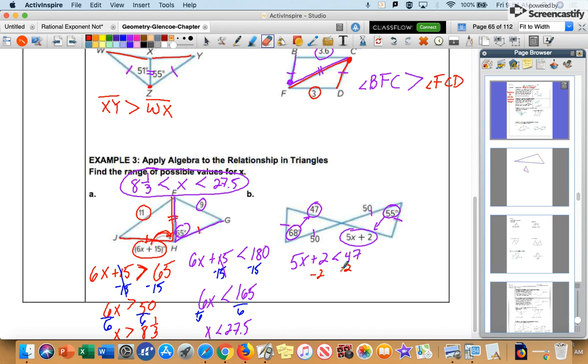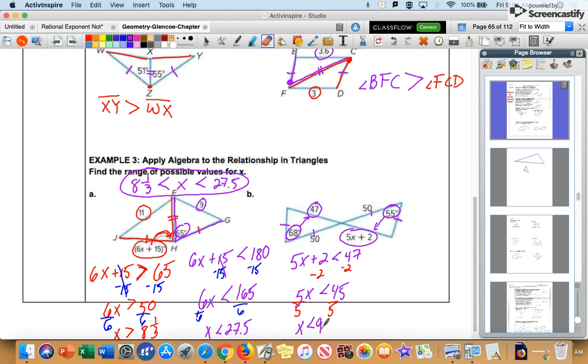So solve, and we get 5x is less than 45. And dividing by 5, what is 45 divided by 5? Of course, we know that is 9. So x is less than 9. Okay, so we know x has to be less than 9.